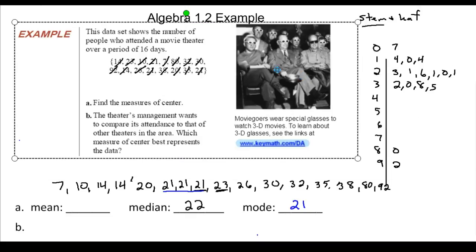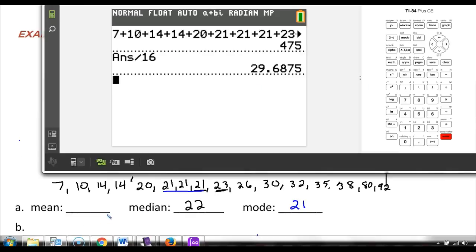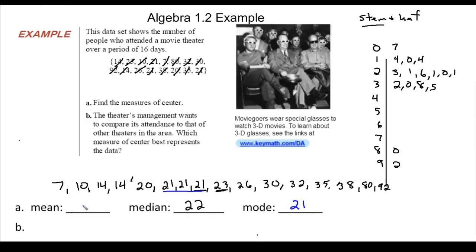Well, that doesn't really make sense because we're talking about the number of people. So let's round it to the nearest person. Rounding this to the nearest person, 6 is closer to up, so we're going to round up, and that makes the mean about, squiggly equal sign means about, 30 people.